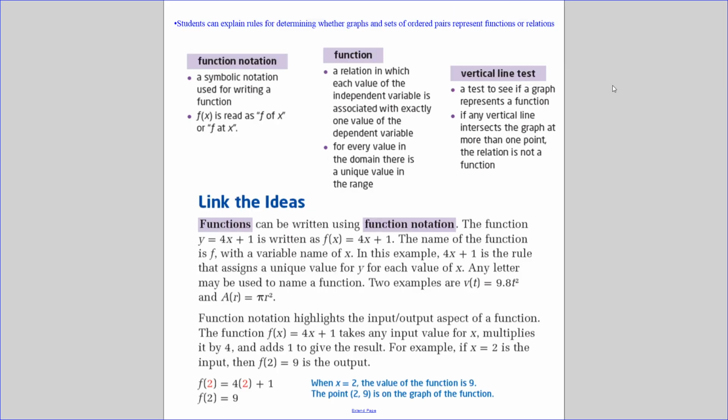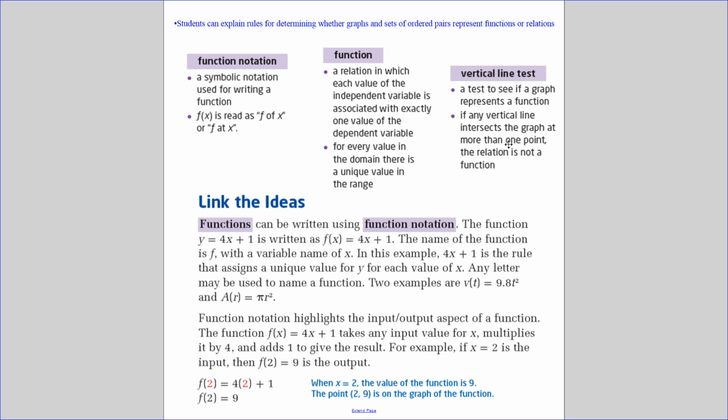Why do we care about functions? Functions can be written using function notation, where y is equal to something, and the y can be replaced with f of x. This tells us that it's a function named f, and we can solve for a variable named x. It's usually read as f of x or f at x. I'll usually say f of x.